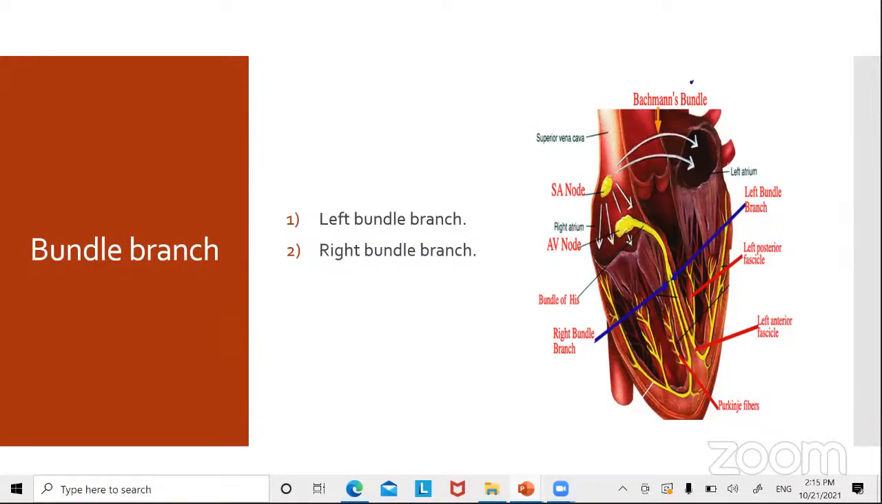The right bundle branch runs on the right side of the ventricular septum toward the base of the medial papillary muscle of the tricuspid valve into the body of the septomarginal trabeculation, and it crosses the right ventricle cavity through the moderator band.